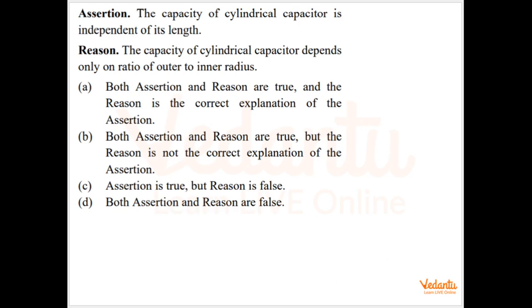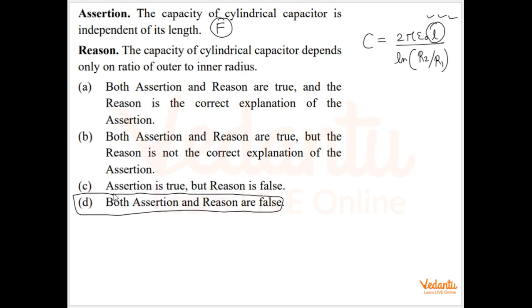In this question, we once again have an assertion reason question. The capacity of a cylindrical capacitor is independent of its length. This is of course a false statement, my dear bachalo, because the capacity of a cylindrical capacitor is given by the formula 2 pi epsilon naught L upon natural log of R2 by R1. It is definitely dependent on the length of the cylinder. So the assertion is definitely false. So option D would be the correct answer.